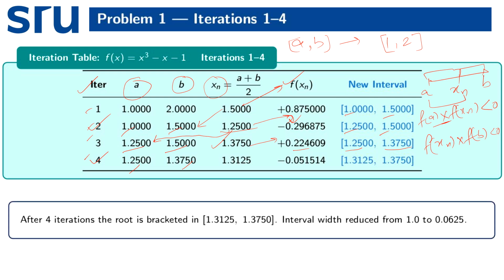Okay, so basically after 4 iterations you are able to see that the root is bracketed, or root lies in this interval, which interval, 1.3125 to 1.3750. Also just see that the interval width is reduced from 1 to 0.0625, which shows that we are getting closer to the root.